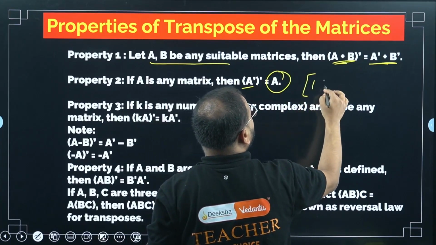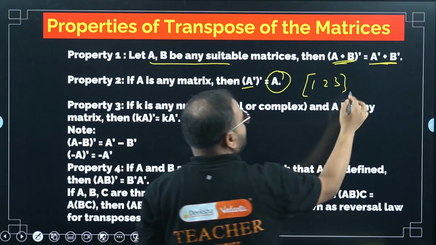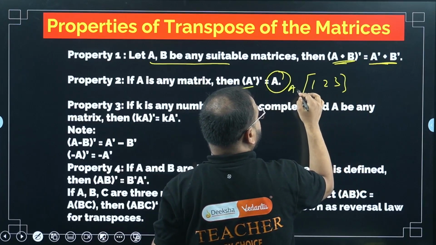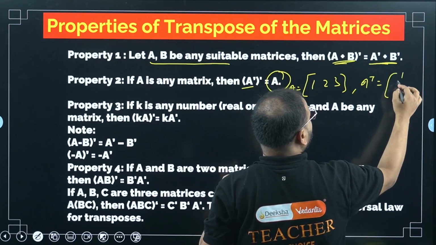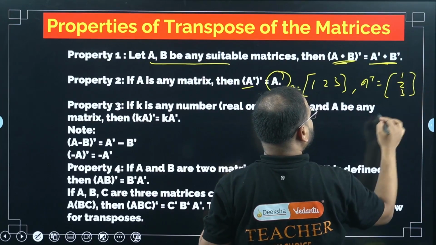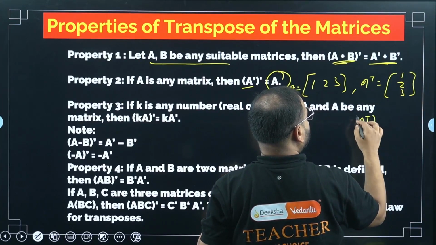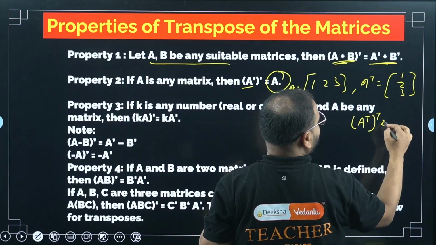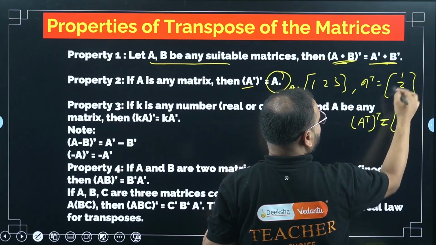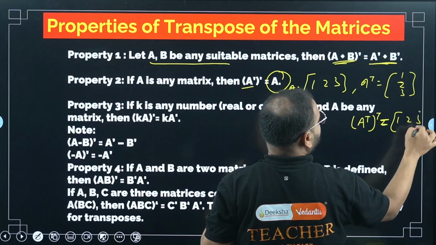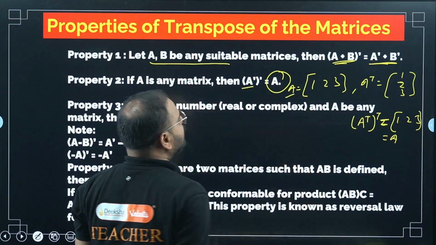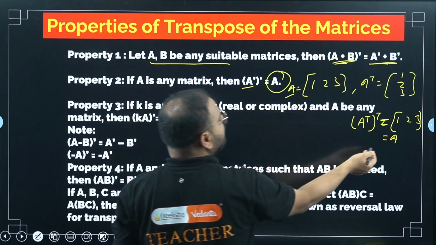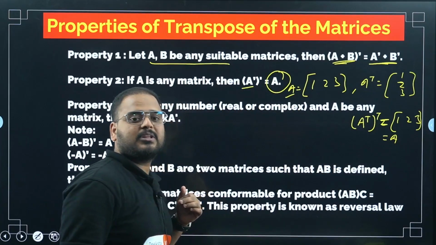If I have, let's say 1, 2, 3 written like this, and I take transpose. Let's say this is my A. Then how will my A transpose look like? This will be 1, 2, 3 as a column. If I'm asking you to write the transpose of A transpose, how will this look like? Again, column will become row. So 1, 2, 3. If you check carefully, isn't that equal to A? Correct, no? So the transpose of the transpose is equal to simply the matrix itself.